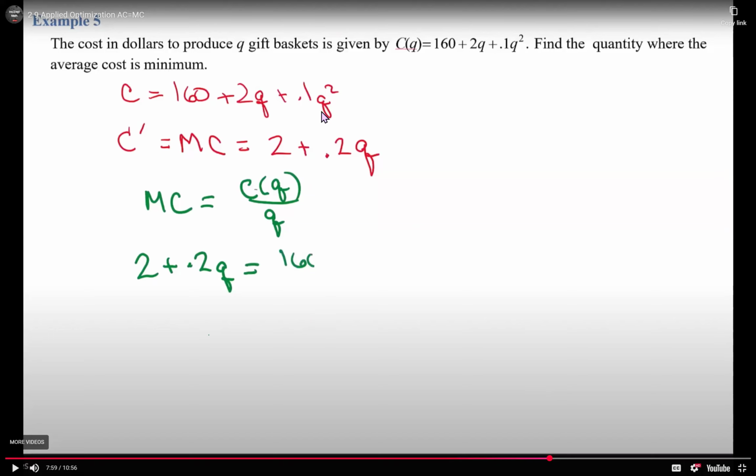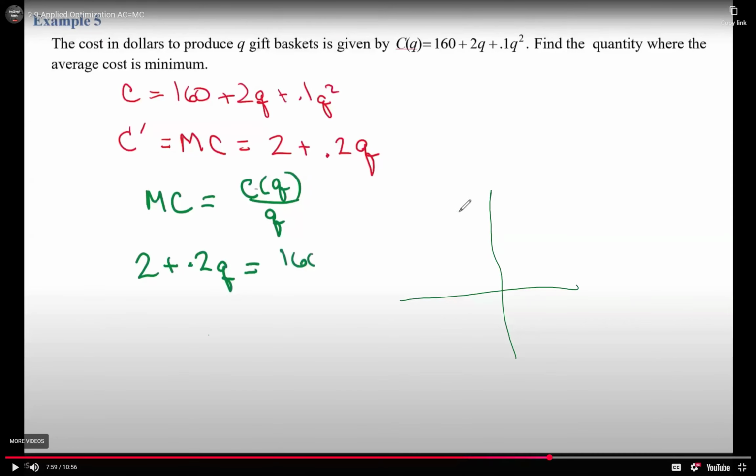If you were to graph it, I'm not telling you to graph it, I'm just saying if you were to graph it, what would it look like? It's a parabola. Is it facing up or facing down? It's facing up. Would this function have a minimum or a maximum? It would have a minimum. You can see it from here that it's going to be a minimum.